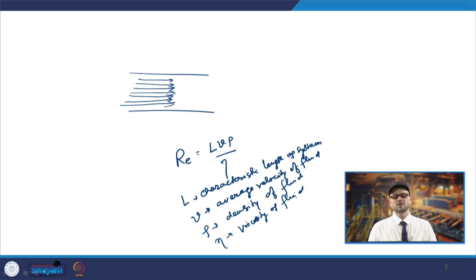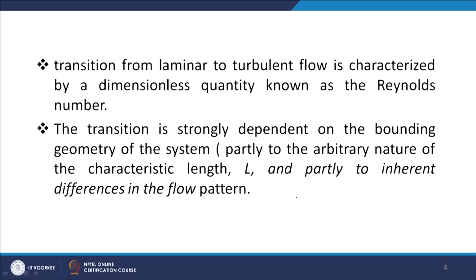So, that is the Reynolds number. Now, the next thing further required for us to know: the transition from laminar to turbulent is characterized by the dimensionless quantity known as the Reynolds number, as we have seen, and this transition depends on the boundary geometry of the system. It is due partly to the arbitrary nature of the characteristic length L and partly to the inherent differences in the flow pattern. So, it depends on that.